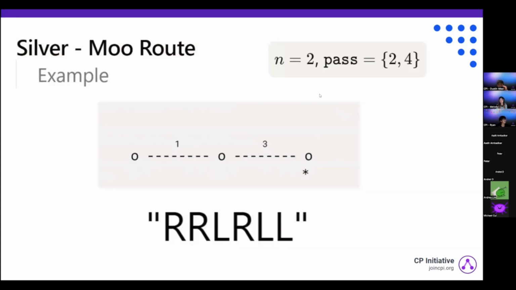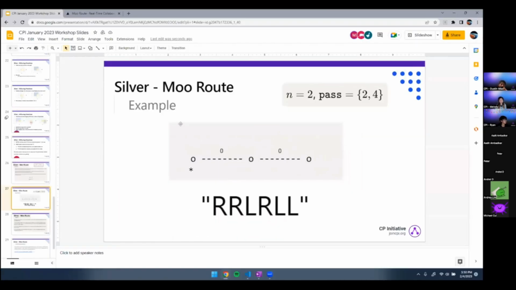And so for example, if n equals 2 and pass equals 2, 4, then the best path would be right, left, left. And if you look at the animation, we're essentially going to be decreasing these counts as we go. And so at the end, everything's going to be at 0, 0.